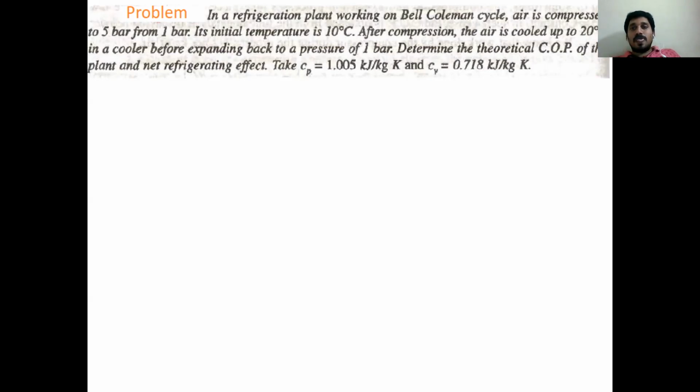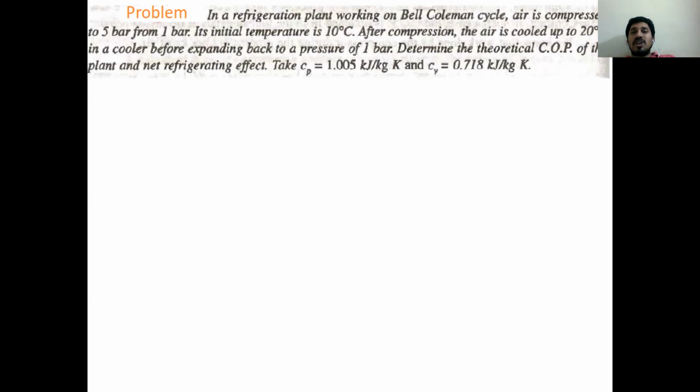That is the meaning. So it is cooled up to 20 degrees Celsius in a cooler before expanding back to a pressure of 1 bar. Before expansion, the temperature is 20 degrees Celsius. After expansion, the pressure has finally reached 1 bar. Determine the theoretical COP of the plant and the net refrigerating effect, meaning the refrigerating or cooling effect you need to calculate.